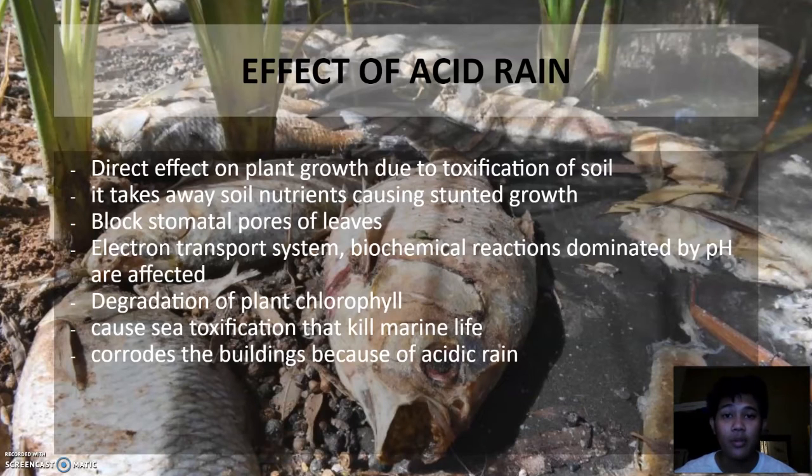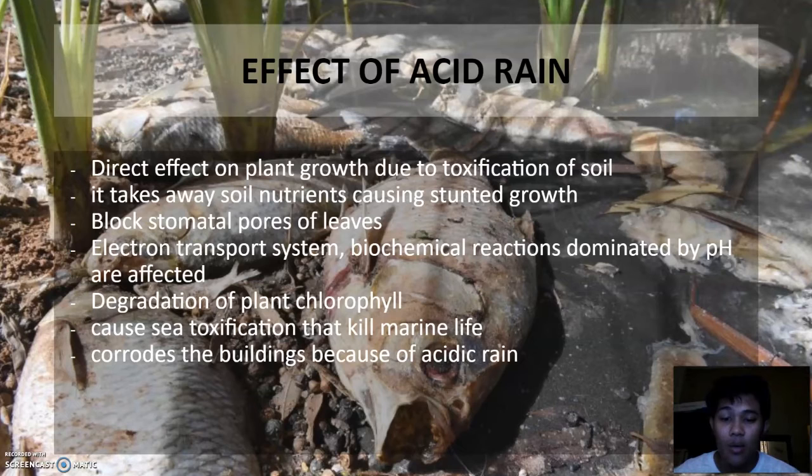I am Ismail Faruqi bin Faisal and I will explain about the effects of acid rain. Firstly, plant growth will be affected due to toxification of the soil. This is because the nutrients in the soil will not be absorbed by the plant and the plant growth will be stunted. Secondly, acid rain will block stomatal pores in the leaf.